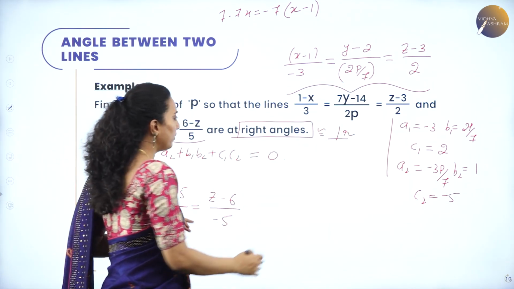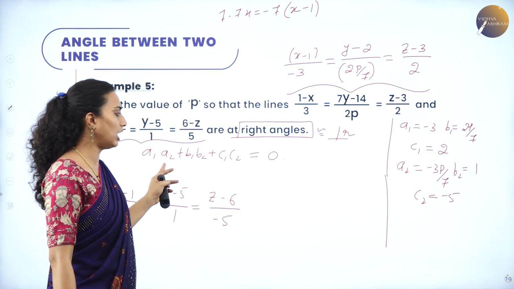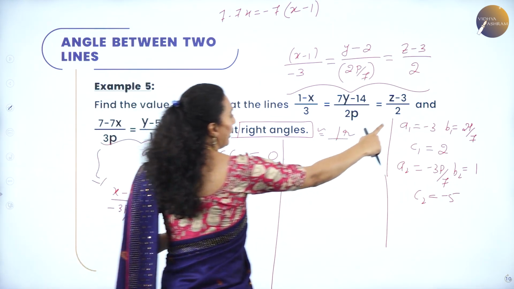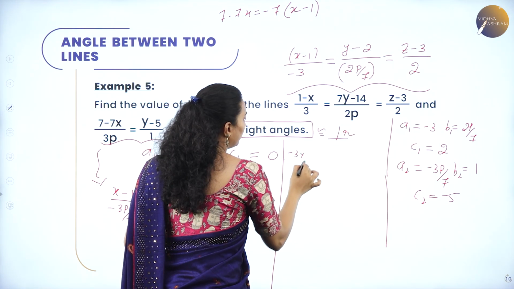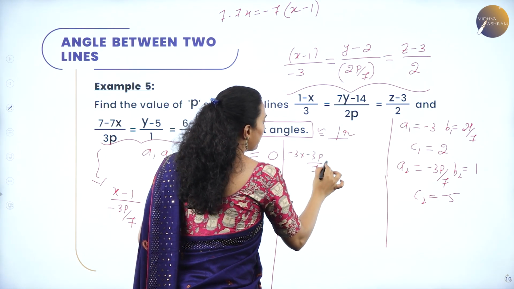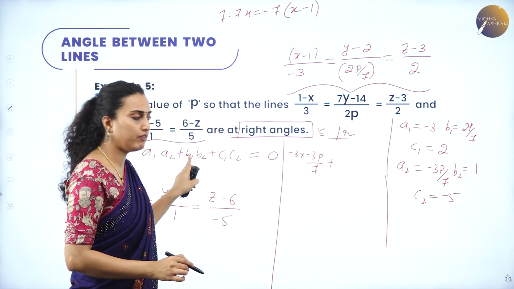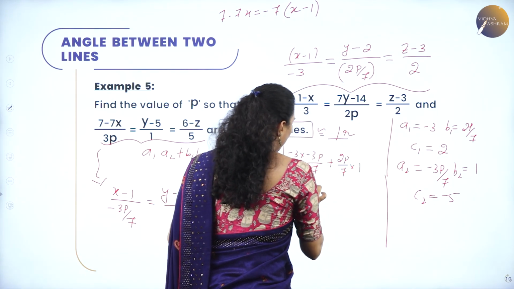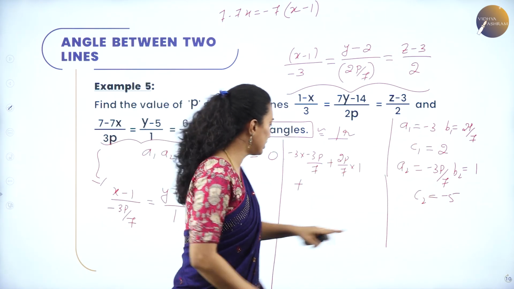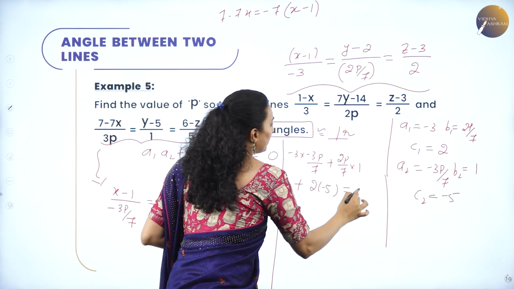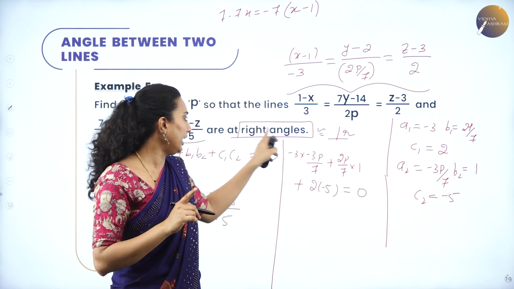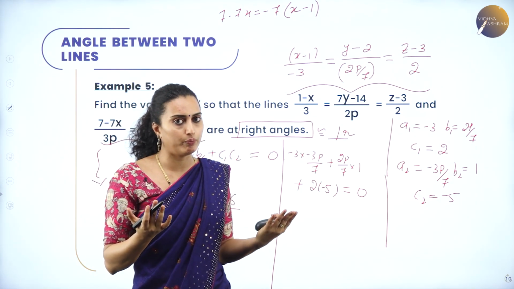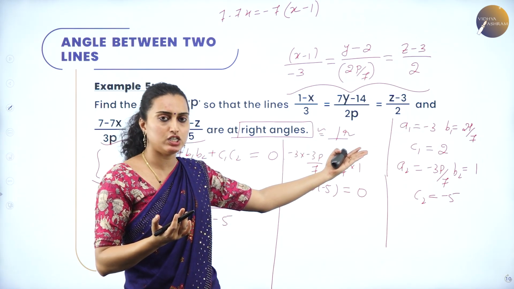Okay. See, I hope you understood this one. Now, by using this condition, I am going to find the value of P. See here, I am substituting in this A1, A2, which is minus 3 into minus 3p divided by 7, plus B1, B2. See this formula I am using. B1, B2, which is 2p by 7 into 1. Correct. Plus C1, C2. Here 2 into minus 5. I am going to equate it to 0 because according to the condition, they are right angles. Right angles means this is a condition. A1, A2 plus B1, B2 plus C1, C2 will be equal to 0. I am finding A1, A2, B1, B2, C1, C2 and substituting there.